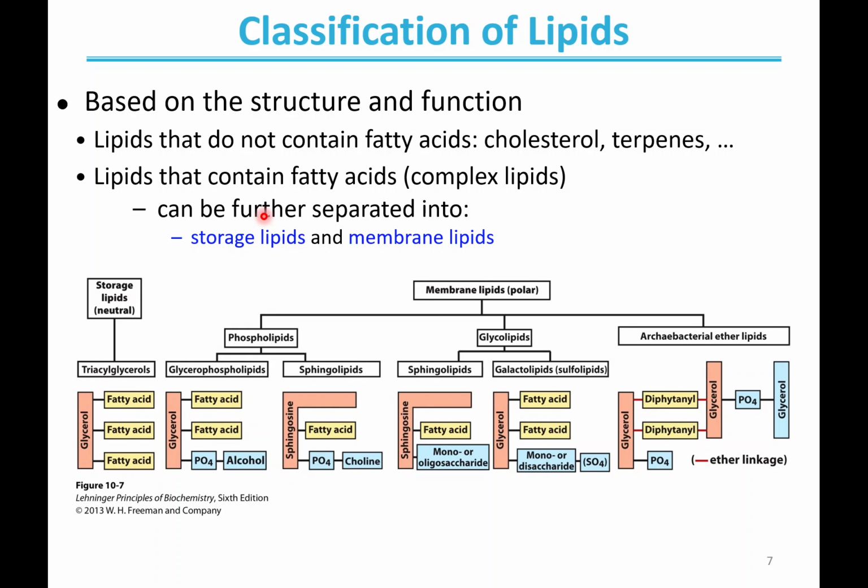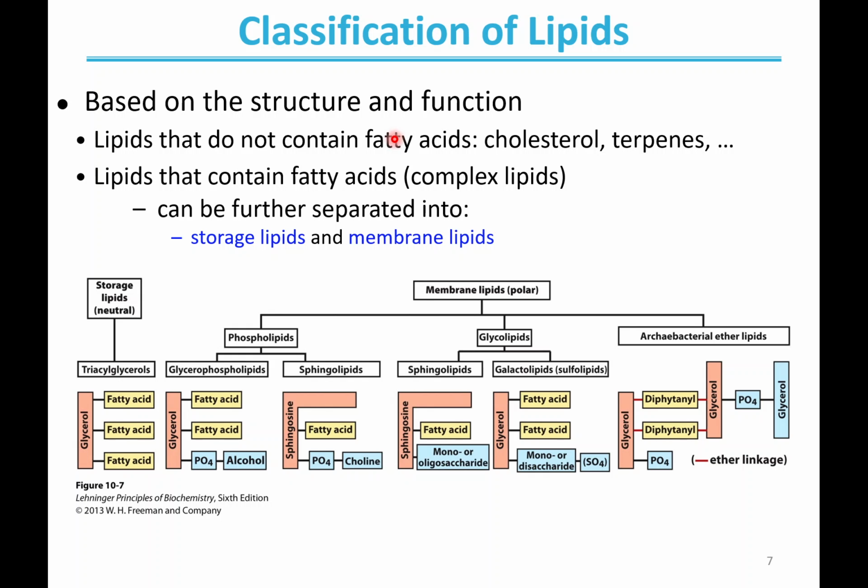So we can classify the lipids based on structure and function. First, lipids that don't contain fatty acids, things like cholesterol or terpenes, we can move into one group. Those would be, for the most part, signaling lipids, or the cofactors. Those sorts of functions are where the lipids without fatty acids fall.